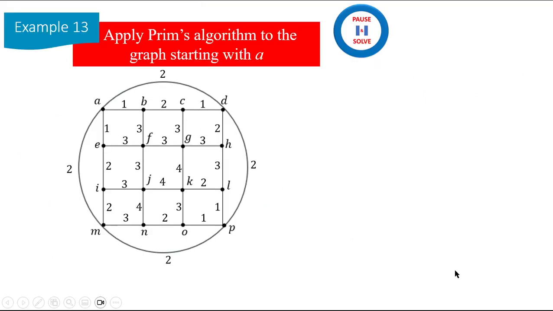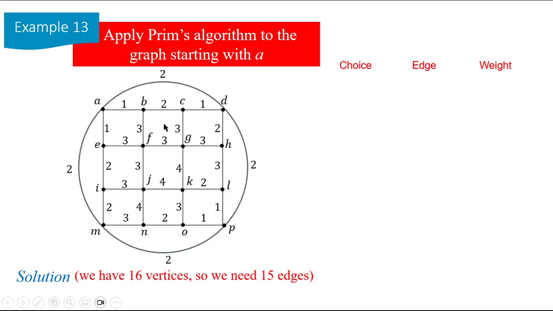Example 13. Apply Prim's algorithm to the graph starting with A. Okay, so start with A. I have to take the 1 for sure. This one or this one, it doesn't matter. So here you have 16 vertices. You need 15 edges. So I took the 1 here. Then you don't add this 2 yet. You have to add the 1 here, okay?